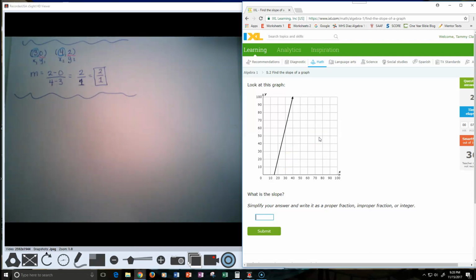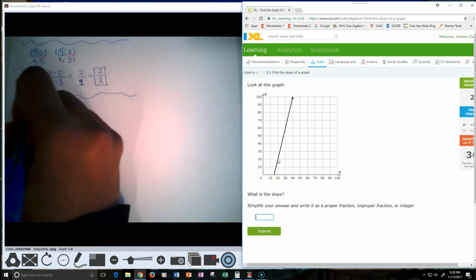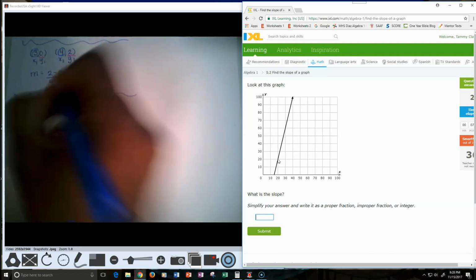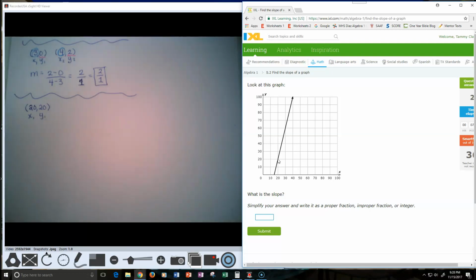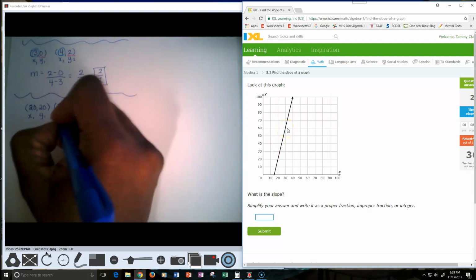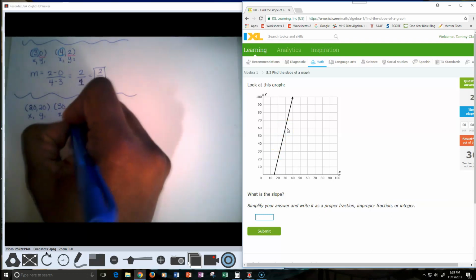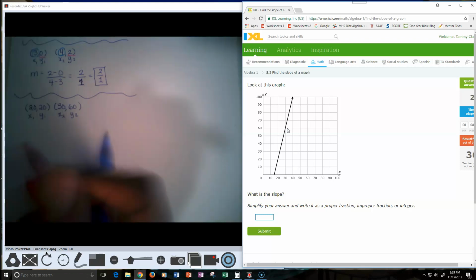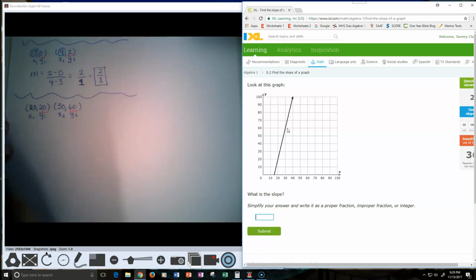I know, I changed my mind because I saw that the numbers were getting bigger and I didn't want you to be afraid of this. So we're going to do the same thing. We're going to pick two ordered pairs. Our first ordered pair is going to be 20, 20. So that's x1, y1. Our second ordered pair is going to be 30, 60, and we are going to have that as x2, y2. And again, we're going to subtract the y's.